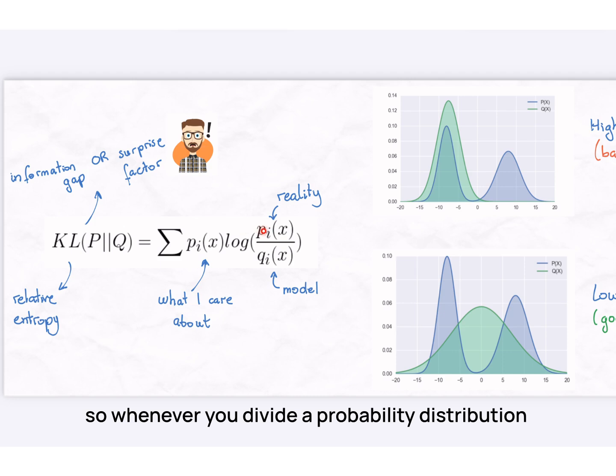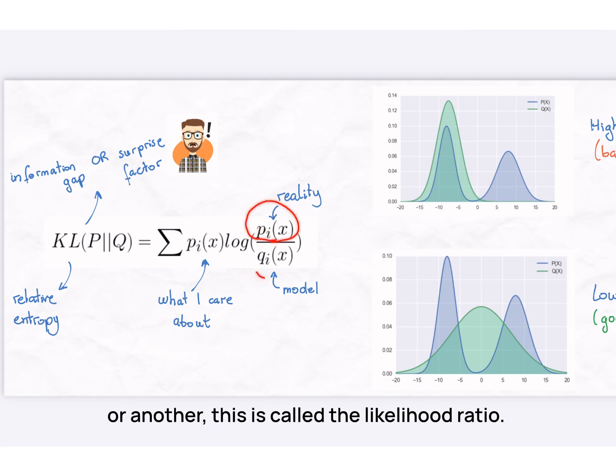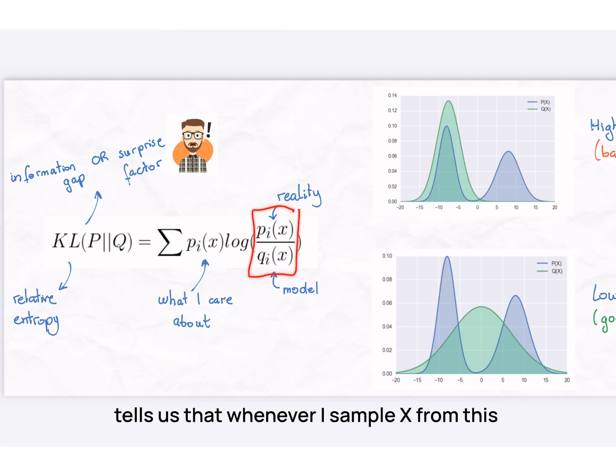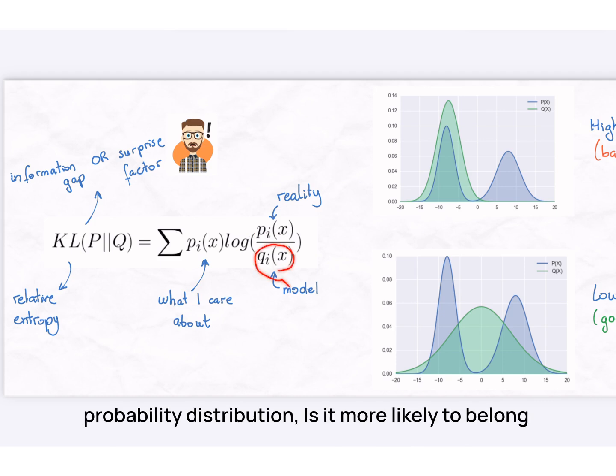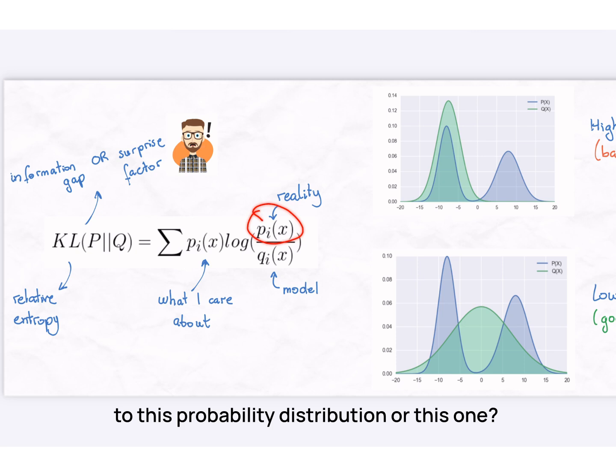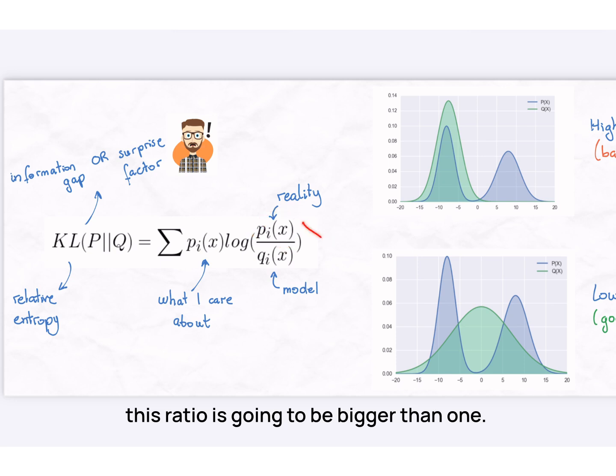So we're going to break it down. Whenever you divide one probability distribution by another, this is called the likelihood ratio. Just this by itself is a likelihood ratio, and it tells us that whenever I sample X from this probability distribution, is it more likely to belong to this probability distribution or this one? If it's more likely to belong to P, then this ratio is going to be bigger than 1.